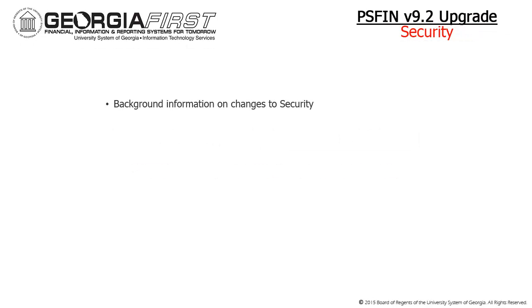This video has been created to provide you with some background information on the changes that have been made within PeopleSoft Security that will be applied during the upgrade to version 9.2. These changes include streamlined security roles and the use of new tools. Please make sure to view this entire video before attending the Security UAT. By doing so, you'll be more prepared to work with some of the changes that are occurring.